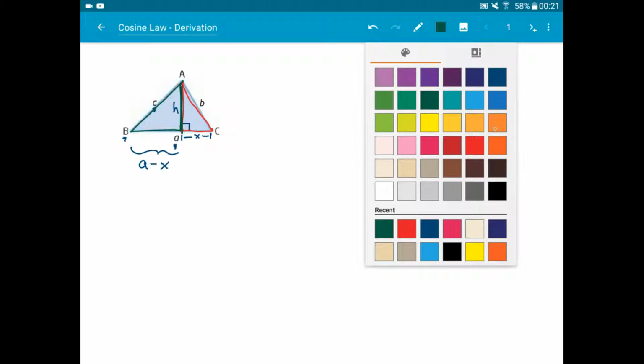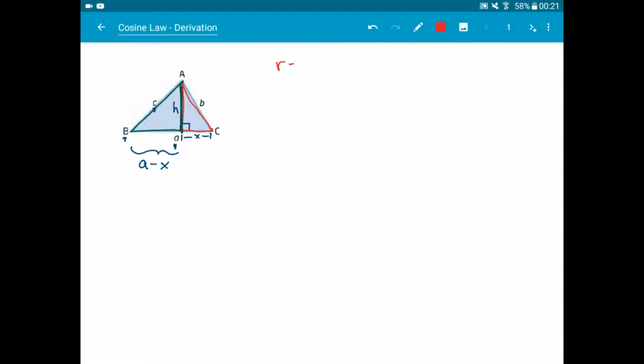Okay, so let's go into the red triangle world first. So the red triangle here. And so what we'll do is we'll write out some information about this red triangle. One thing we know is we know something about Pythagorean theorem. So we know b squared is equal to x squared plus h squared. Okay, let's just leave it there.